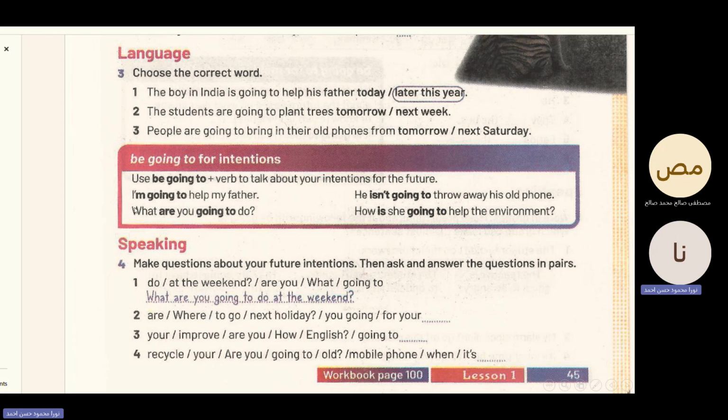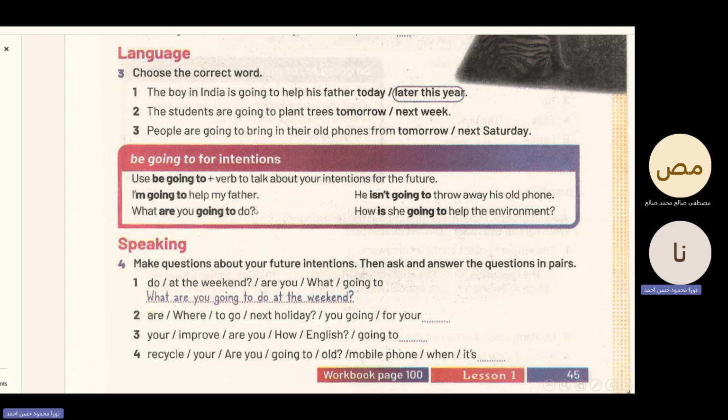Okay, so look at the structure here. The subject I takes am plus going to plus verb in the infinitive form. Let's look at the second example here. He isn't going to throw away his old phone. So he doesn't intend to throw away his phone. Okay? He takes is, and this is in the negative form, plus going to, plus a verb in the infinitive form.